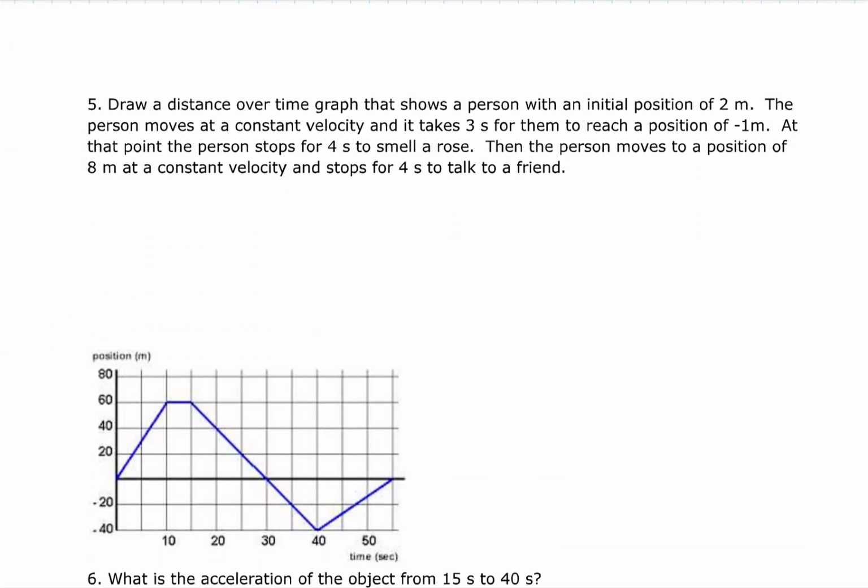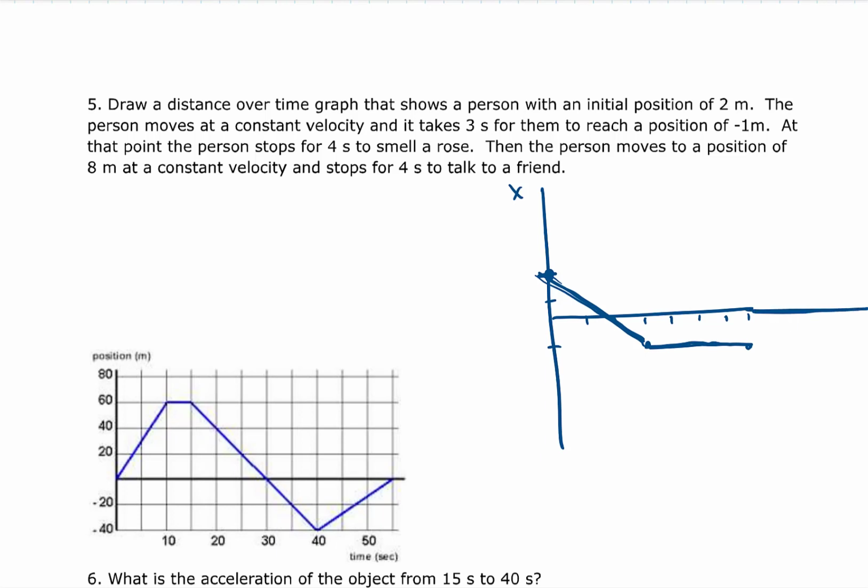All right, draw a distance versus time graph that shows a position with, let's see here. So we have position versus time. They start off with a position of 2 meters. The person moves at a constant velocity, and it takes them 3 seconds, so 1, 2, 3, to reach a position of -1 meter. At that point, they stop for 4 seconds to smell a rose, so 1, 2, 3, 4, which means they don't move anywhere. They stay at -1 meter.